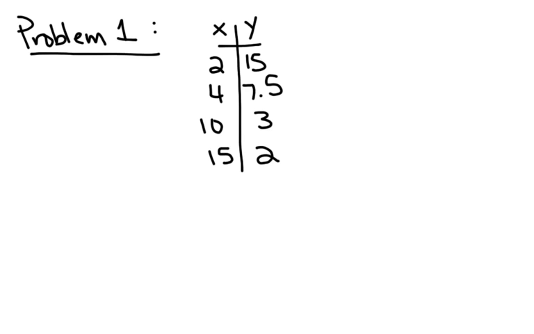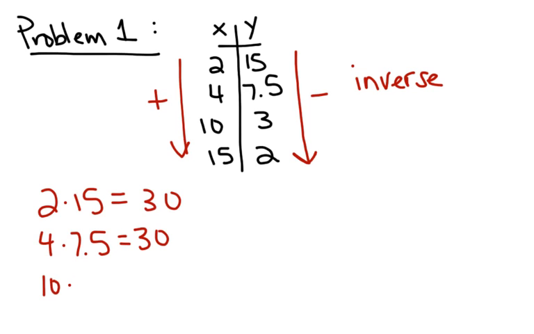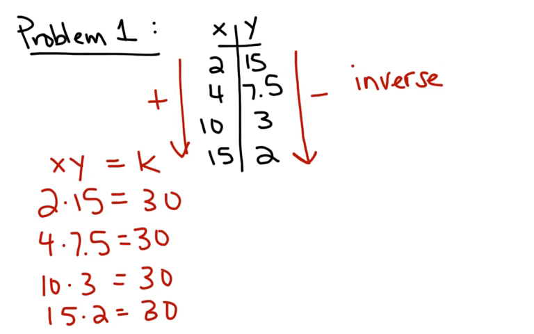So first of all, what I want you to notice is as x gets more positive, as x gets bigger, look at what's happening to the y values. They're getting smaller, aren't they? So my inclination would be that it's inverse variation. If it's inverse variation, then all of my products are going to be the same. So 2 times 15, which is 30, better be the same as 4 times 7.5, which happens to be 30. 10 times 3 is also 30, and 15 times 2 is 30. Since all the products are the same, then this must be inverse variation.